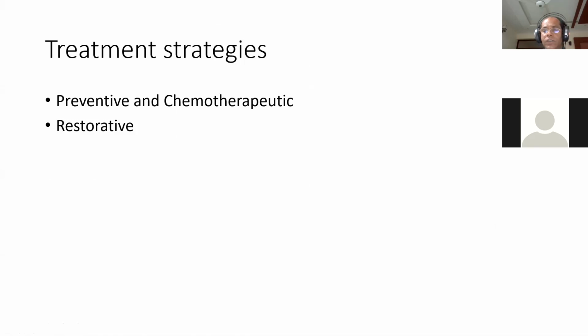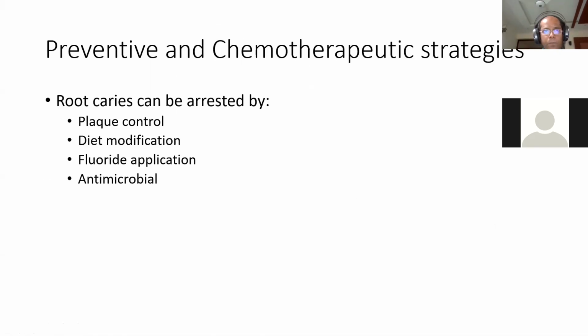The treatment strategies of root caries are preventive and chemotherapeutic, of course, and restorative, the same as for coronal caries. Now, in the preventive and chemotherapeutic strategy, root caries can be controlled or arrested by plaque control, diet modification, fluoride application, and antimicrobial agents.